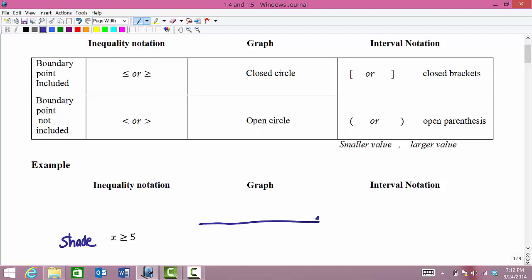So when I go to graph this, we're going to draw our number line. Here's our 5. And if we look up above, if we use an equal sign on our inequality symbol, then we will use a closed circle when we graph. All this means is that the boundary point itself is included as a possible value for x. Now we want to shade all of the x values that represent values greater than or equal to 5. Well, where are values greater than 5? That would be toward the right.